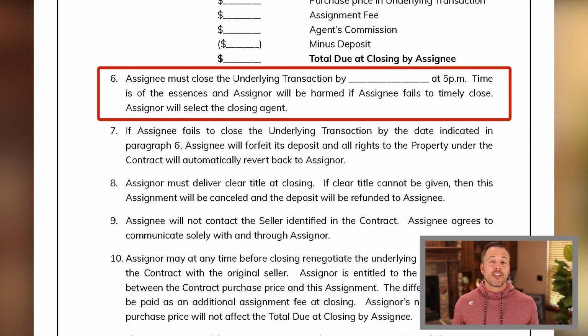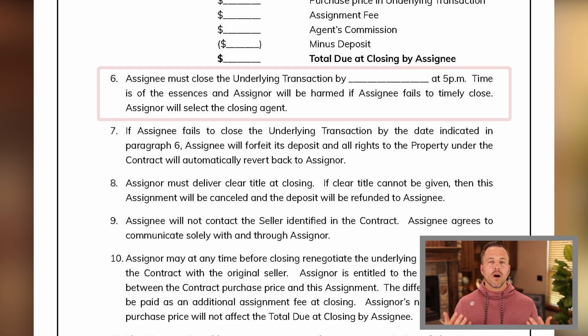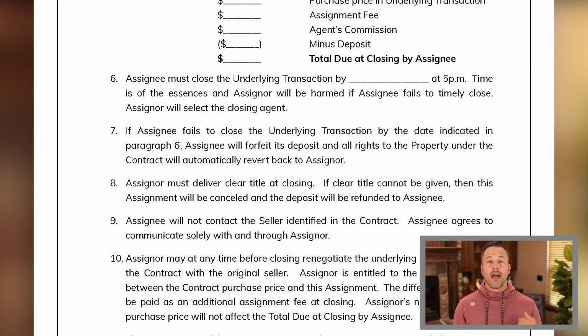Number 6 is just gonna protect you and let the cash buyer know what time frame, when do they need to close by. So have a specific date, not sometime in April, but April 25th. And you'll see that there's 5 p.m. So make sure you have a specific deadline that they have to fulfill.